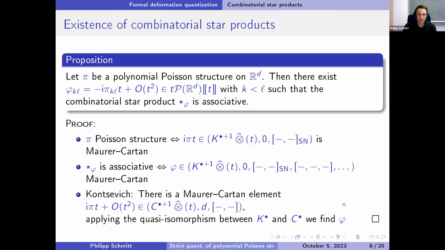So what I want to mention here is that we are really using the Kontsevich theorem at this point. So this does not give us an independent proof of the existence of quantizations of polynomial Poisson structures, because Kontsevich enters here in the argument.